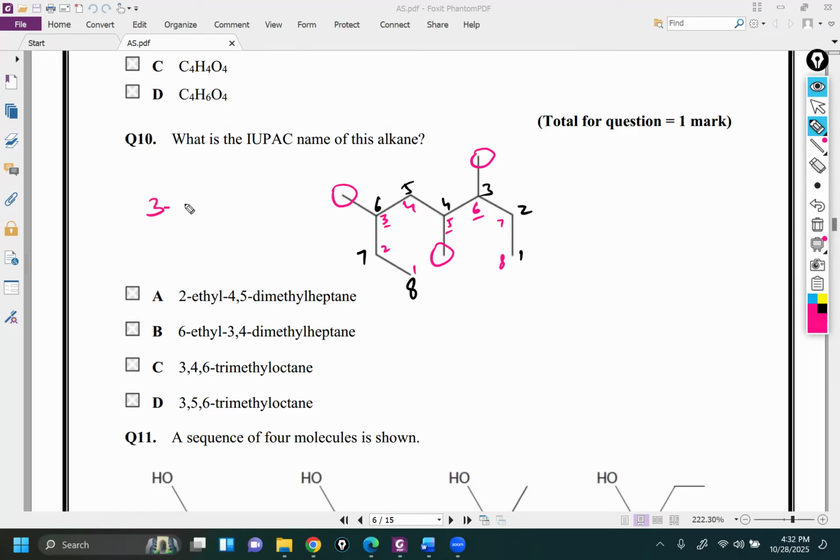So 3 plus 5 plus 6, we will get 14. And from this side, with the numbering we gave, one is at 3 position, one is at 4 position, one is at 6 position. So 3 plus 4 plus 6, 7 plus 6, 13. So this is the smaller number. So this numbering is wrong, while this numbering is correct, so we will delete this numbering. You have to strictly follow the rules which you studied in the book. So 3,4,6-trimethyl octane. Option C is the correct option.